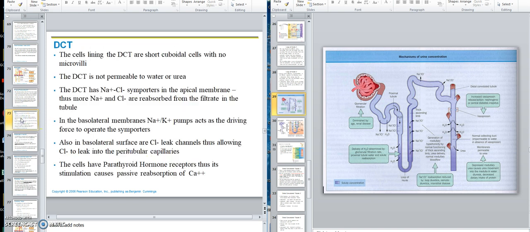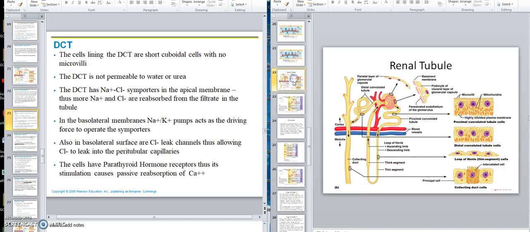All right. The DCT cells are short cuboidal cells. Let's go back to something here we can find. So these would be short cuboidal cells there. Those right there. DCT is not permeable to water or urea. It has sodium chloride symporters in the apical portion. Thus, more sodium and chloride are absorbed.